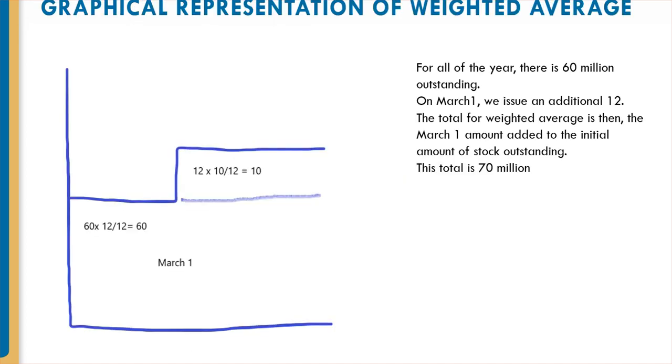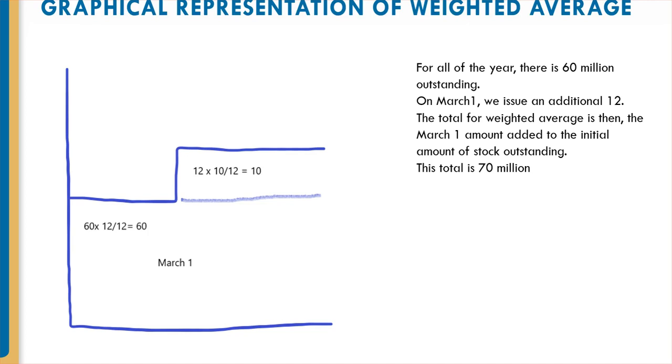And this is my graphical representation of the weighted average, and so I typically would go up to the marker board and I would draw this out. So I draw a box which represents a year, and then I go out and I say, okay, on March 1st, we have an increase in shares of 12. And these 12 then will be outstanding from March 1st on to the end of the year. And if I do it this way, then I find that I don't have as many errors when I start calculating how many months that 12 is out there.